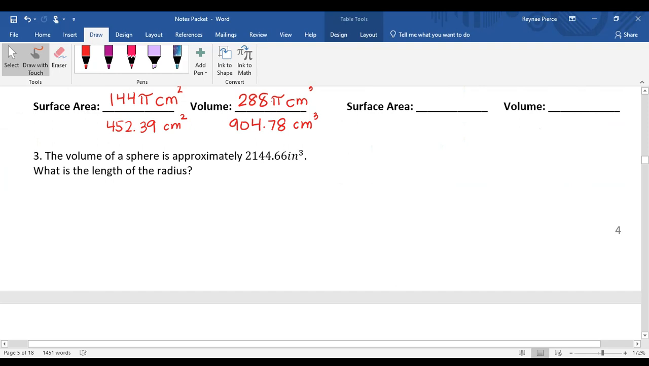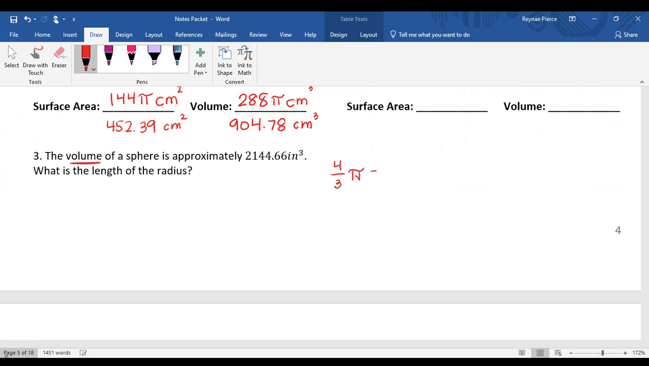Number 3, we're actually going to work backwards now. We're given the volume. I'm going to set our volume equation equal to this volume that we're given. The first thing I'm going to do is get rid of the fraction, so multiply by the reciprocal.